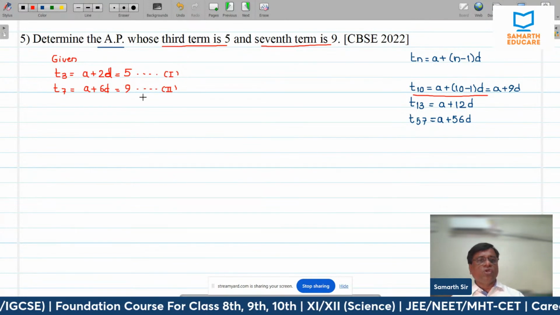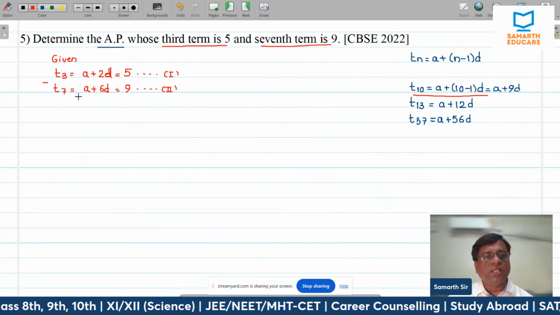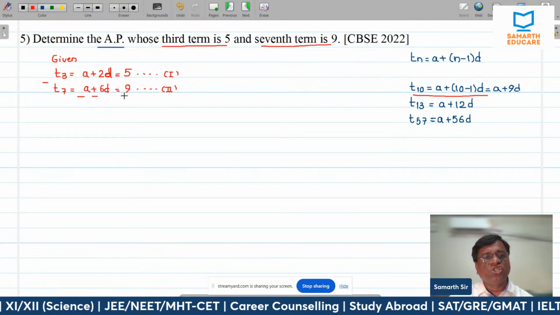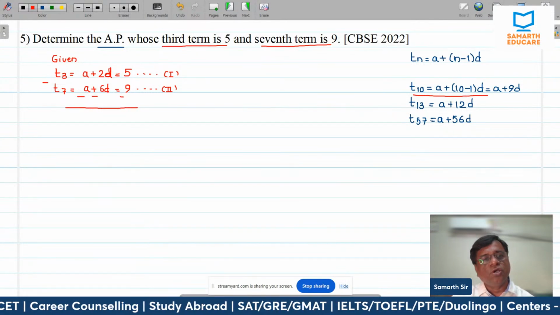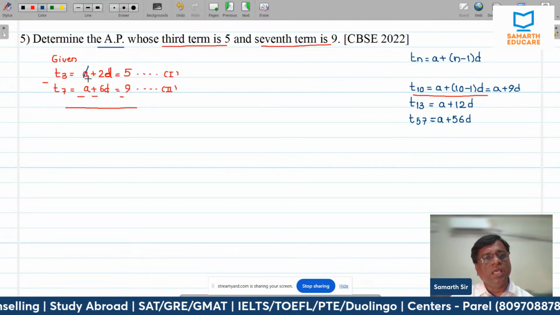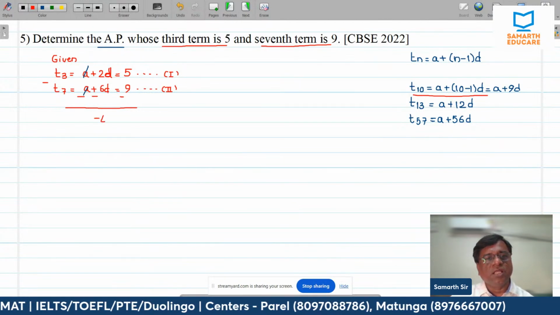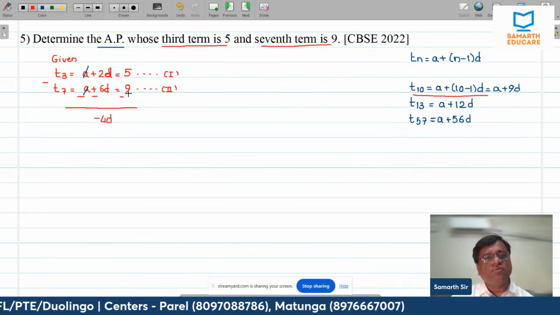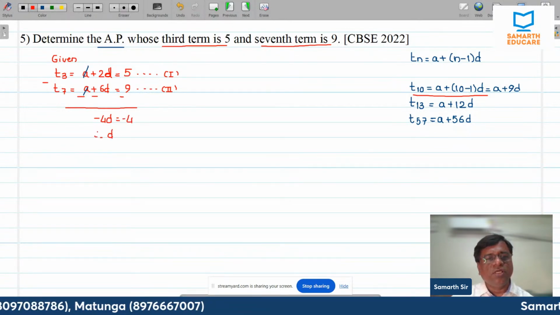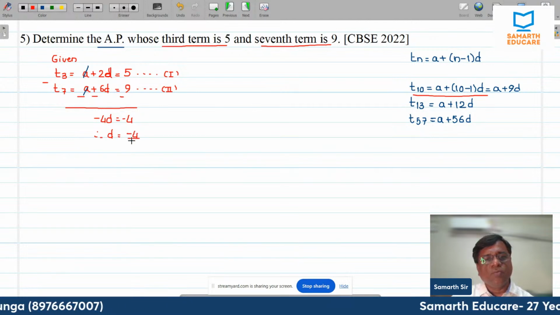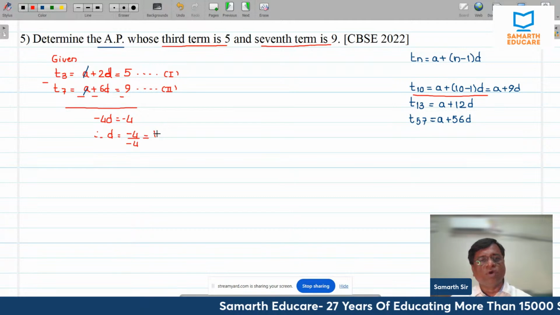Okay, I have 2 equations. I need to solve these 2 equations simultaneously. That means I need to subtract this. If I subtract, the second part will change the sign, and because of that a minus a gets cancelled. 2d minus 6d is minus 4d. 5 minus 9 is equal to minus 4. That means the value of d is minus 4 upon minus 4, which is equal to 1. The common difference I got as 1, right?